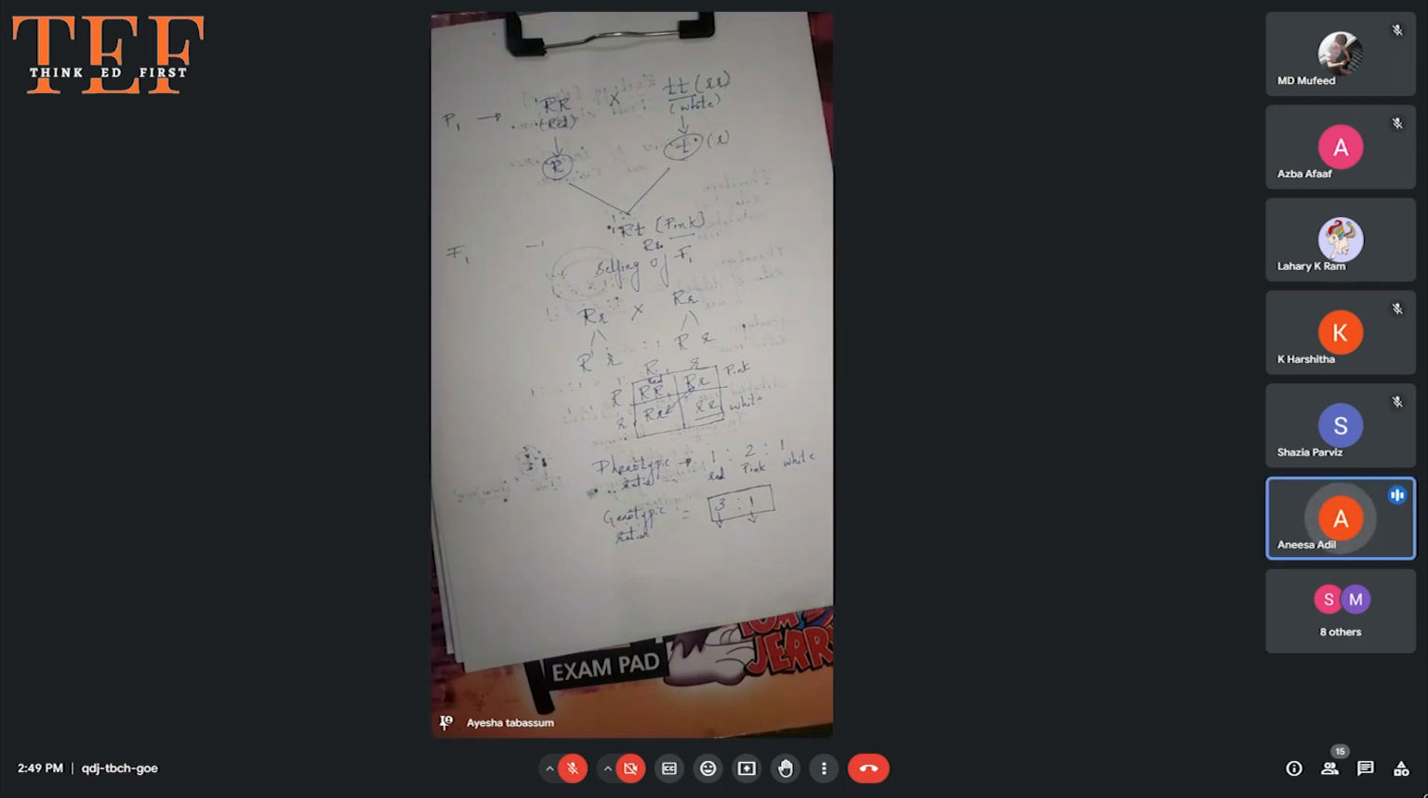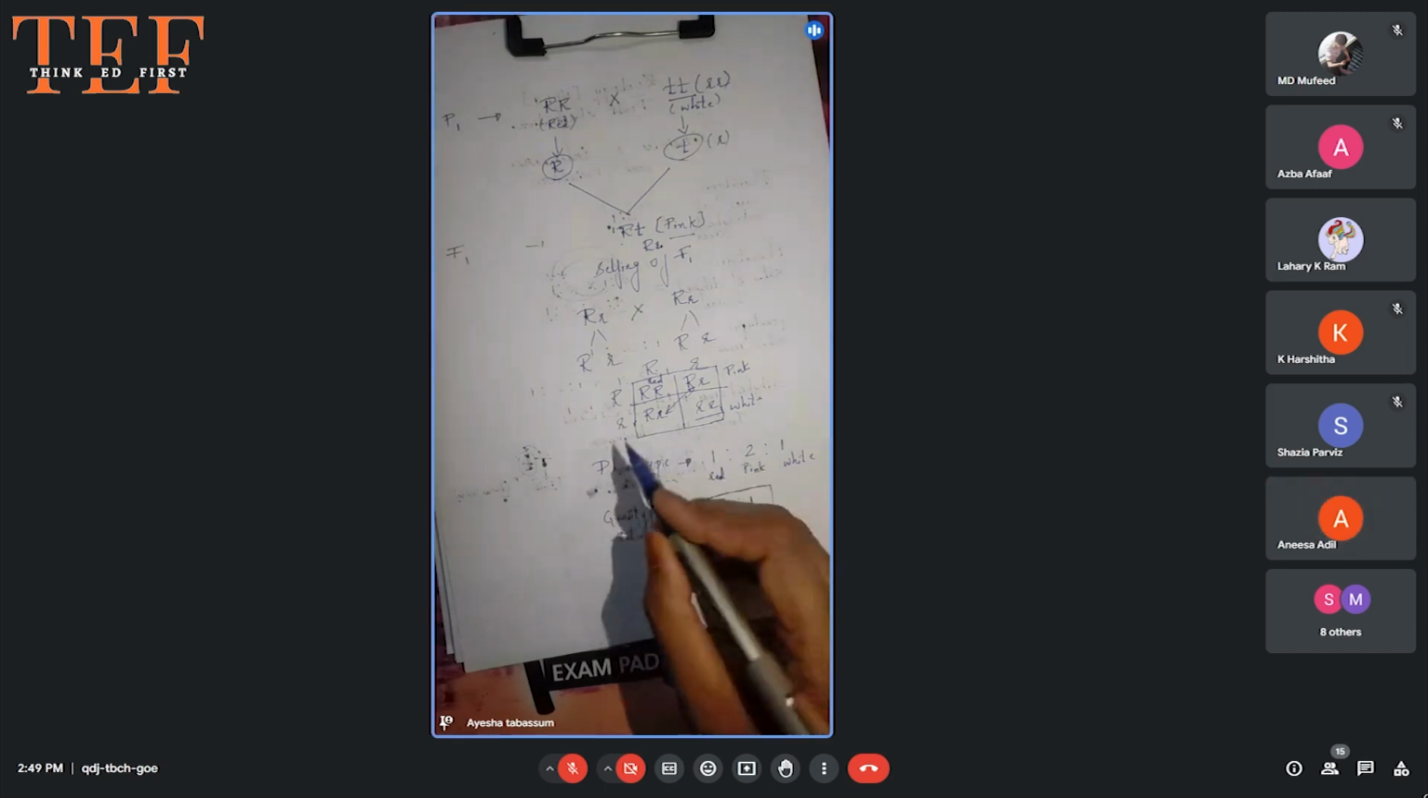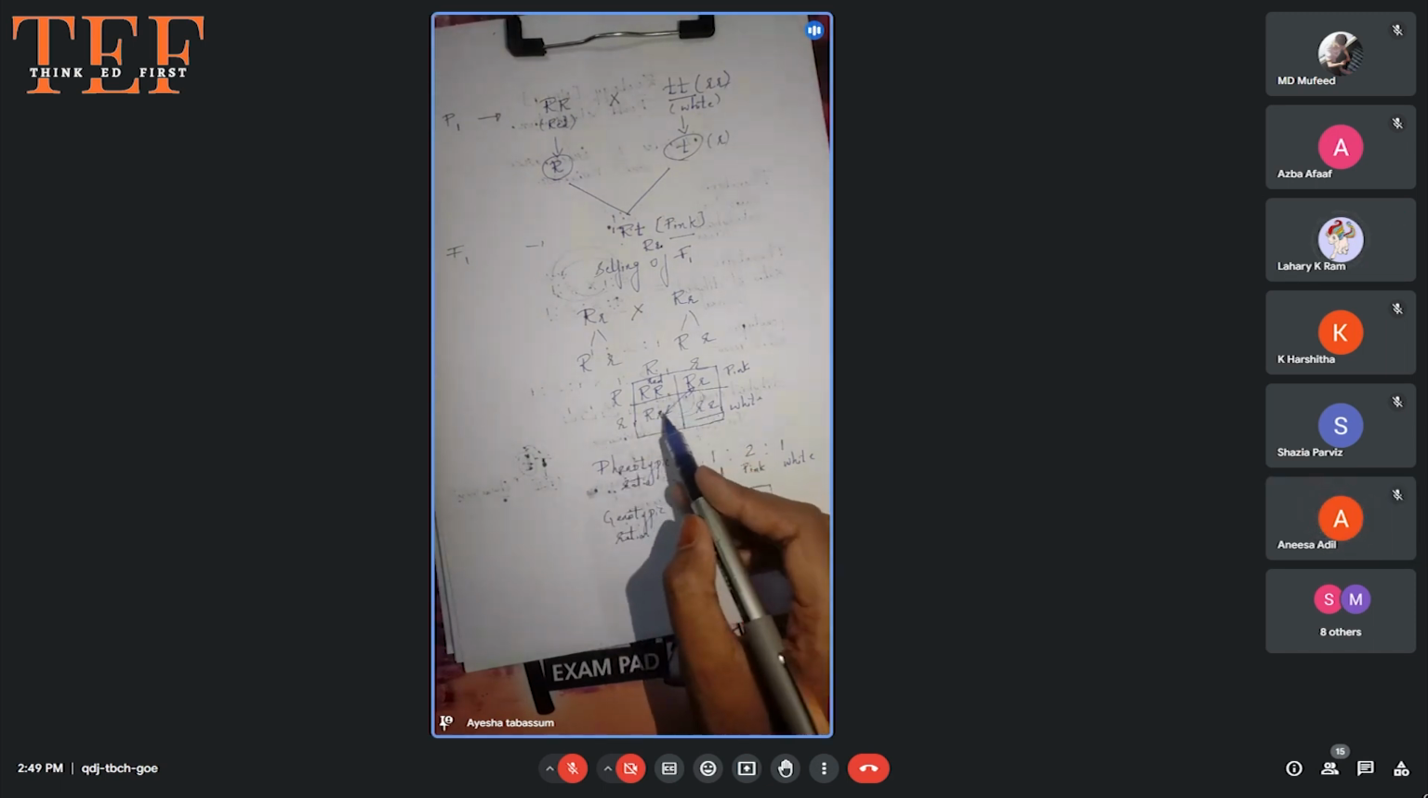Phenotype is all the possible external visible characters. Genotype is the genetic makeup of an organism. Genetic makeup means you have to take the genes, the genetic constitution.